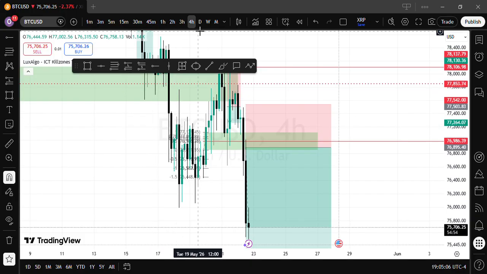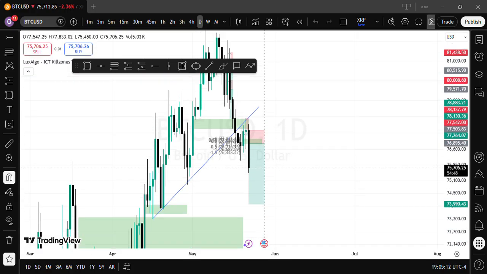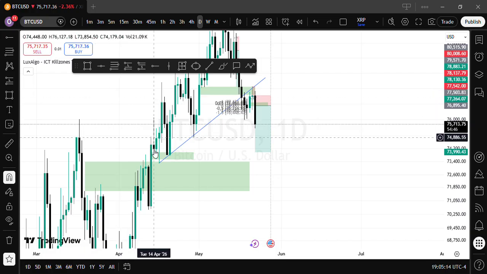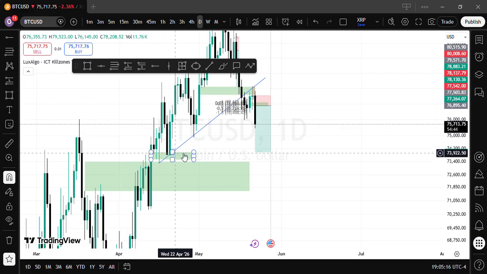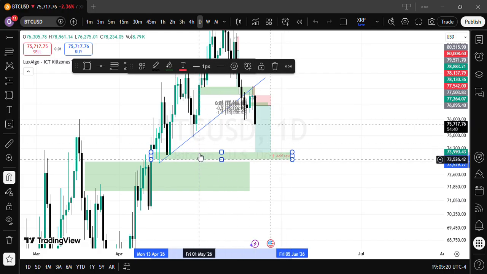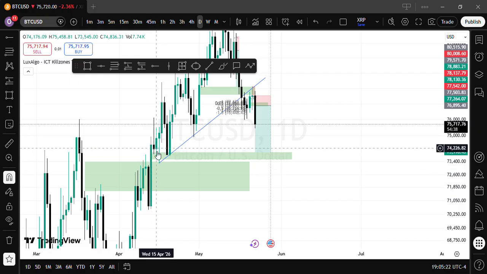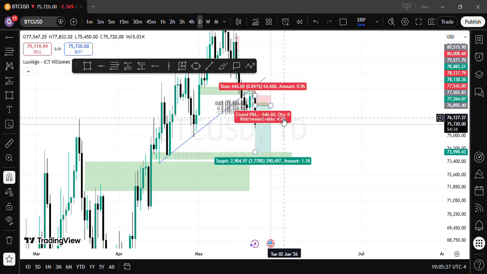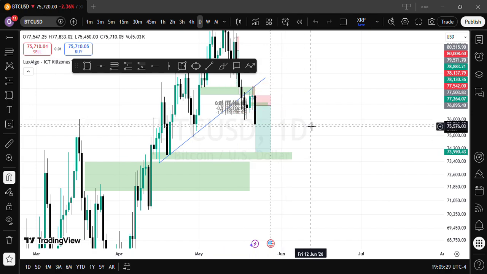Now, why am I targeting this? This is where I'm targeting ultimately. I'm targeting this fair value gap right here. Why that fair value gap? Because that was where price reacted before it started pushing up. So it's as simple as that.